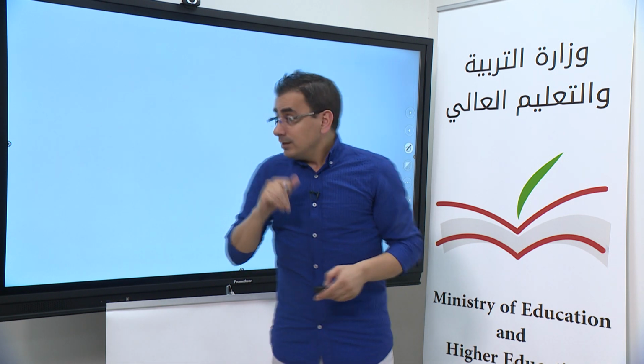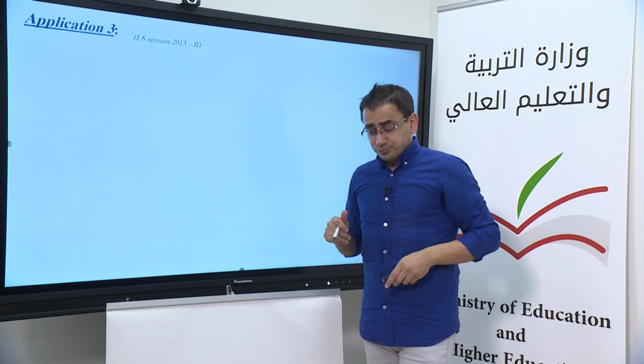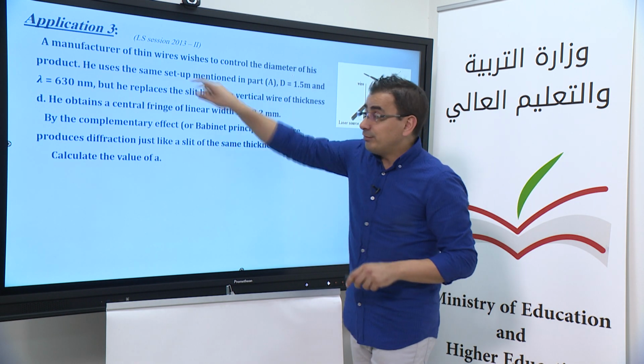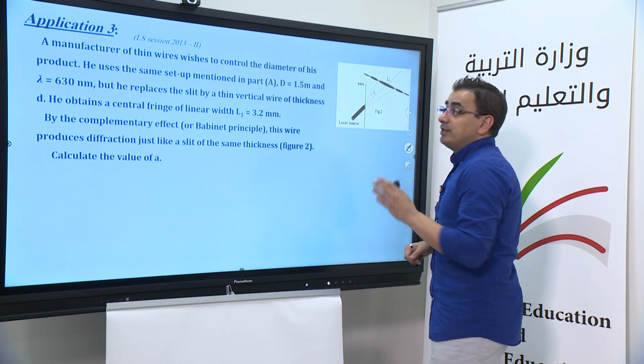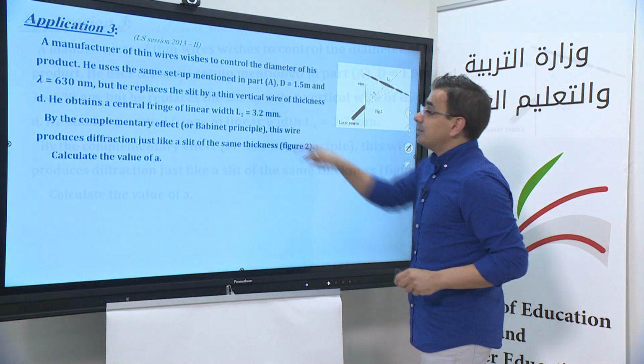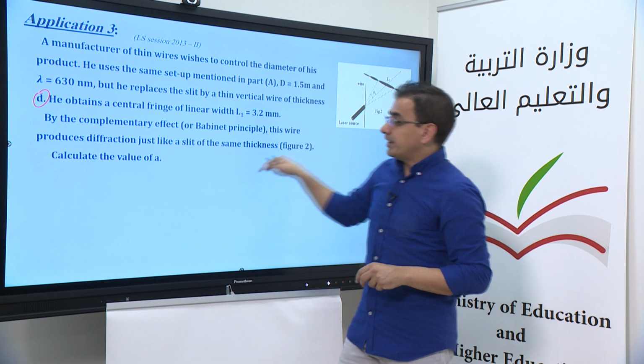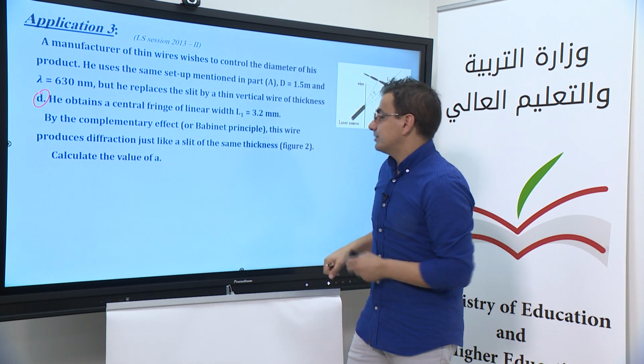You know what? Session 2013, which we worked on, had another part, with the same question focusing on this idea. A manufacturer of thin wires wishes to control the diameter of his product. He uses the same setup mentioned in part A, application 2. D equals, lambda equals, but he replaces the slit by a thin vertical wire of thickness D. So a was replaced by D. He obtains a central fringe of linear width L1, which is different from the one we had before. By the complementary effect, this wire produces diffraction just like a slit of the same thickness.